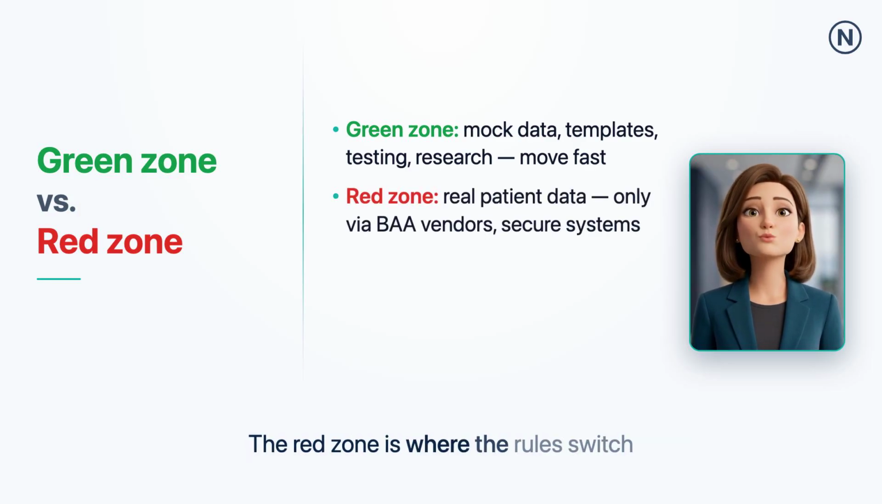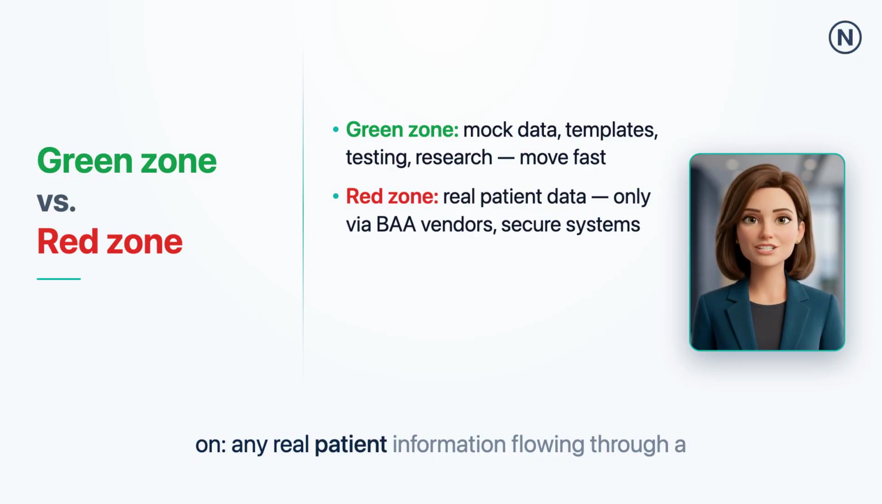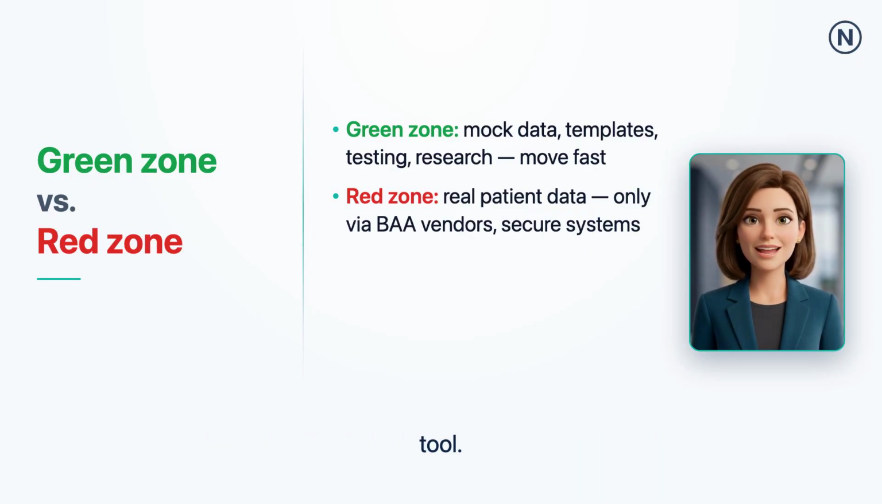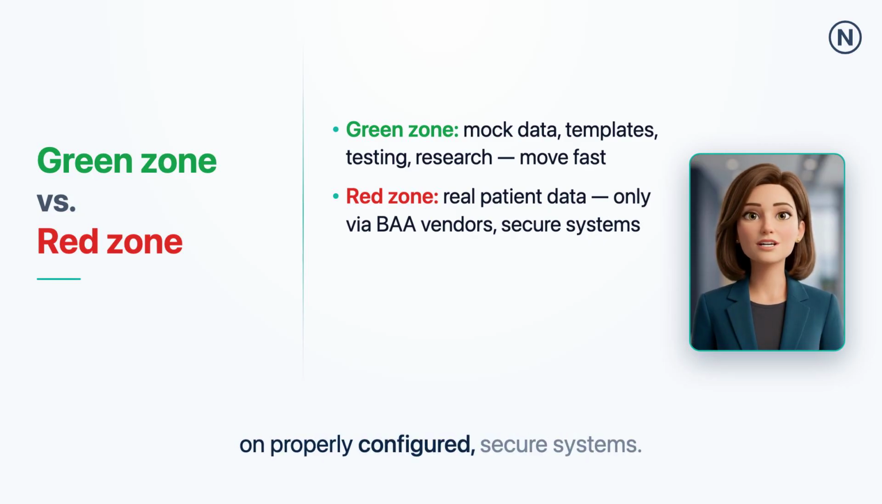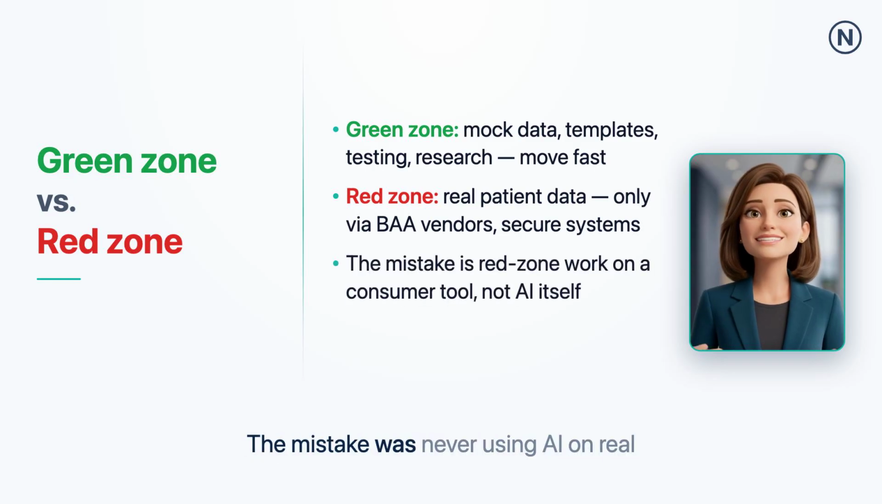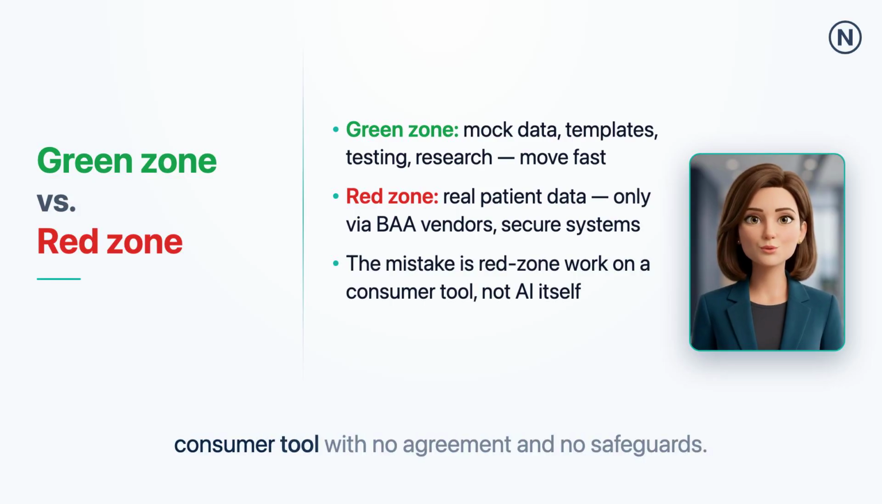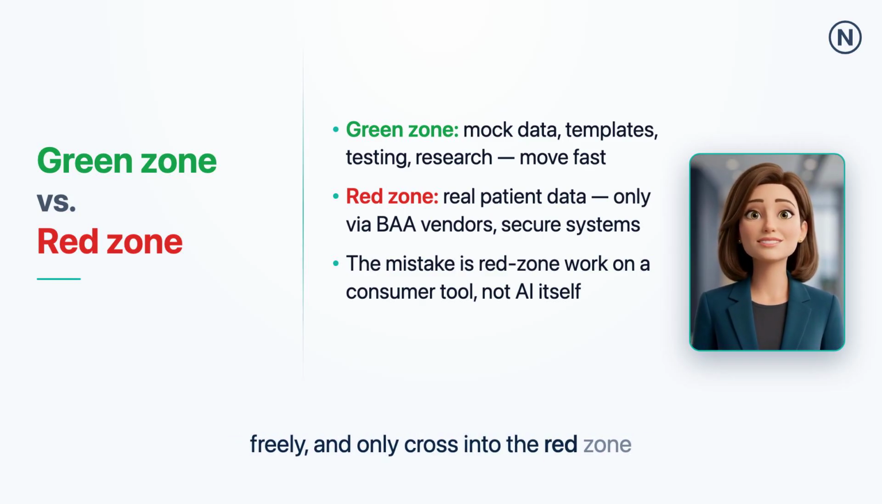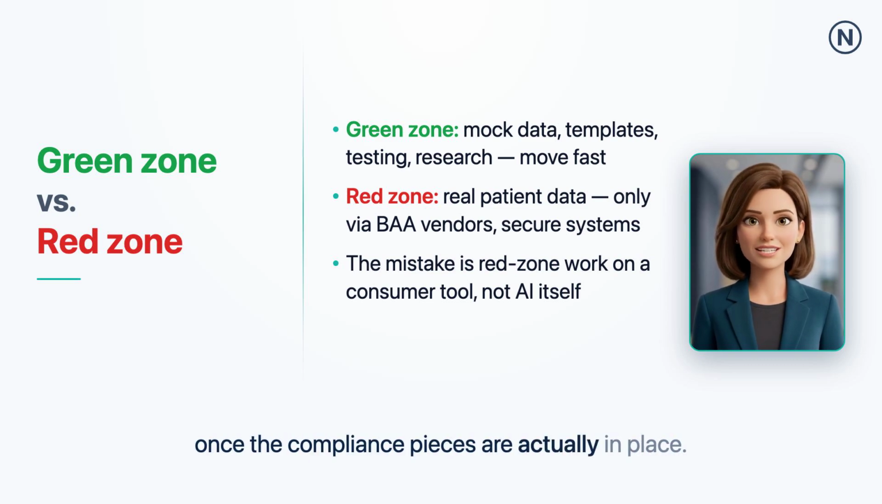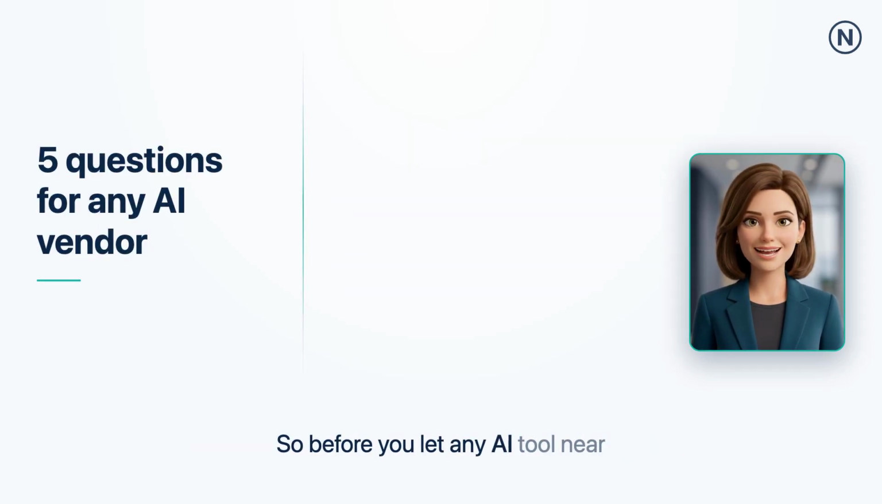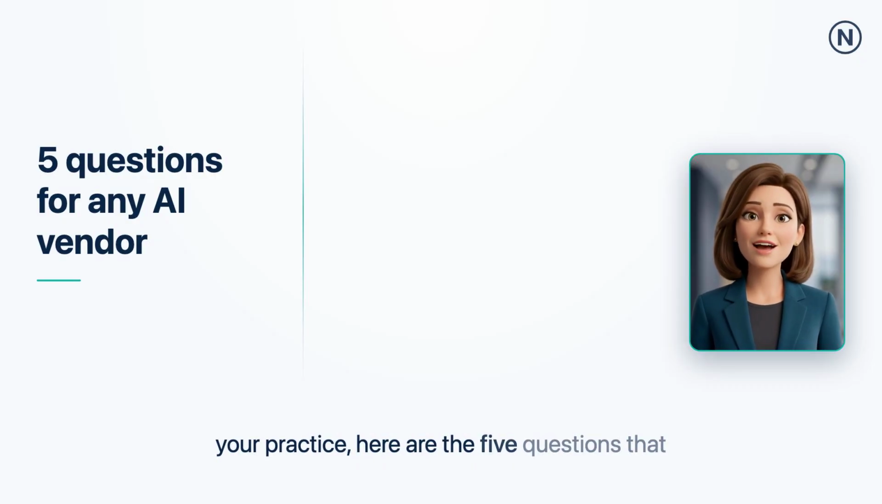The red zone is where the rules switch on, any real patient information flowing through a tool. And red zone does not mean forbidden. It just means it has to run through vendors you have a BAA with on properly configured, secure systems. The mistake was never using AI on real data. The mistake is doing it on a random consumer tool with no agreement and no safeguards. So learn and experiment in the green zone freely and only cross into the red zone once the compliance pieces are actually in place.